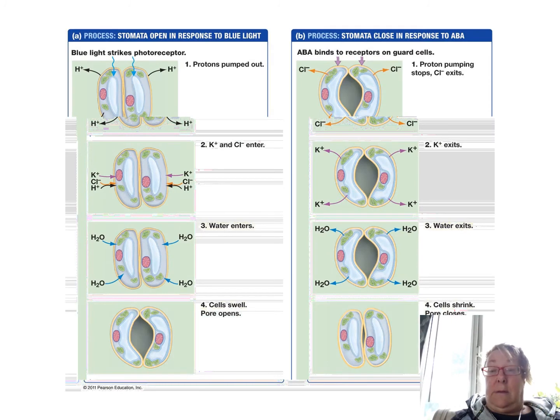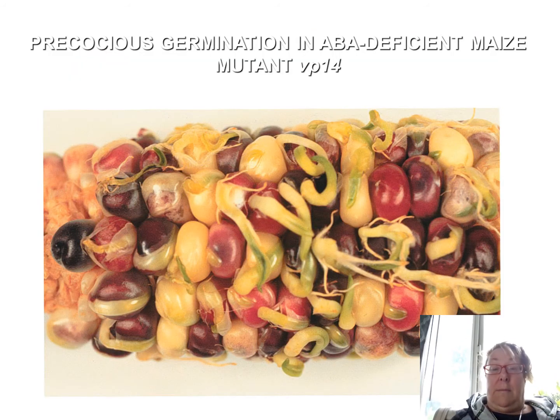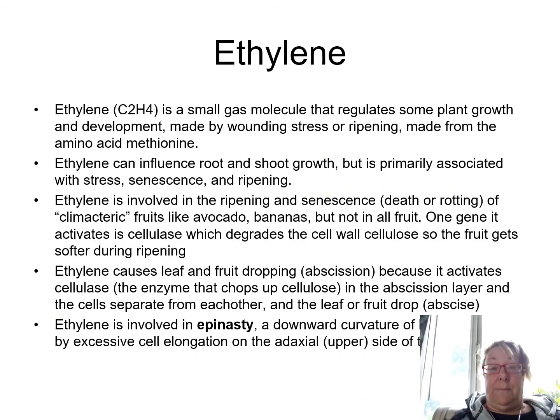This shows once again the mechanism of ABA on the right, freezing the proton pumps so the stomata close. This is what happens in a mutant of corn on the cob that cannot make ABA. You see all the seeds have begun sprouting even before they're mature.